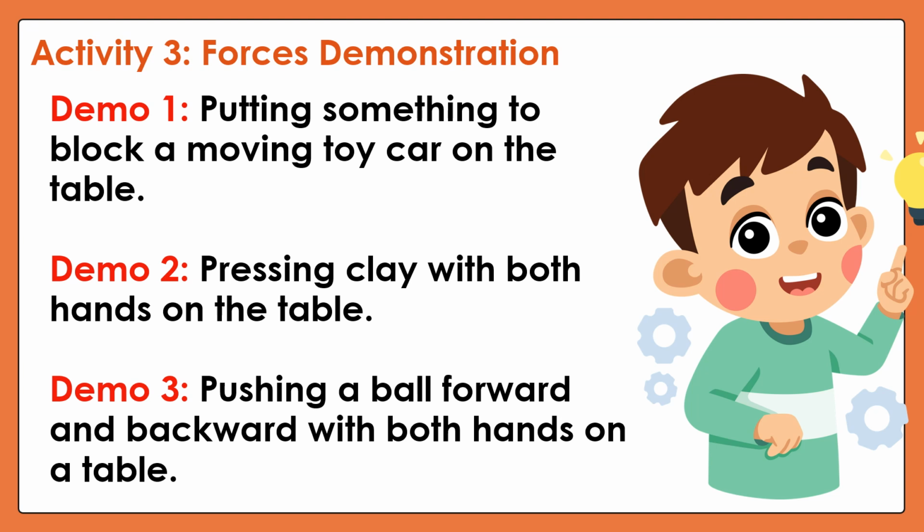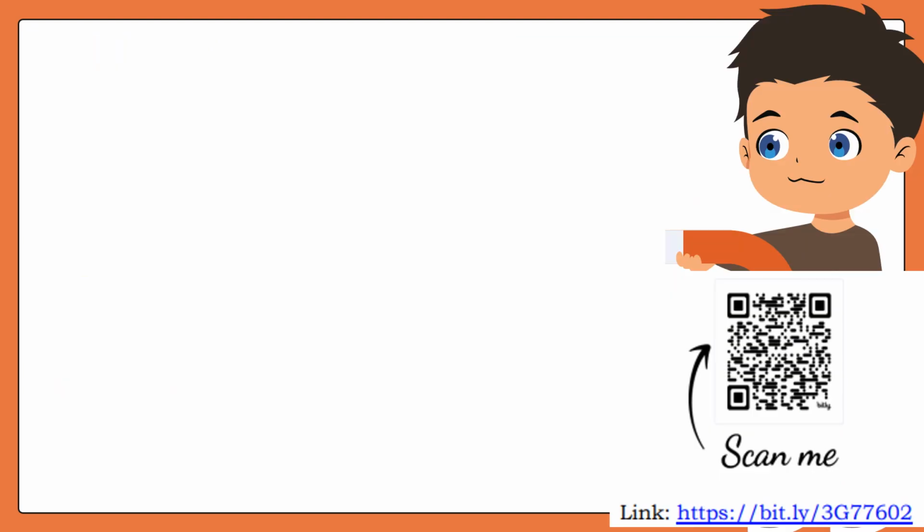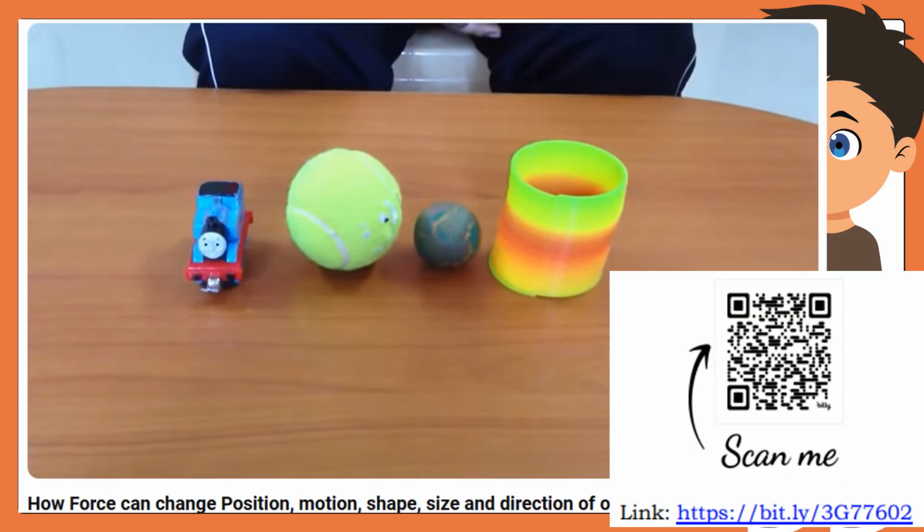Demonstration number 1, putting something to block a moving toy car on the table. Demonstration number 2, pressing clay with both hands on the table. And demonstration number 3, pushing a ball forward and backward with both hands on a table. You can watch the video here. How force can change position, motion, shape, size, and direction.